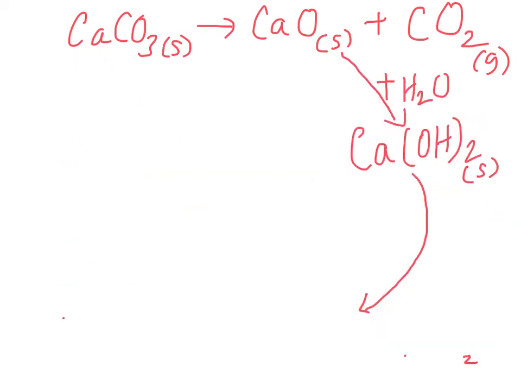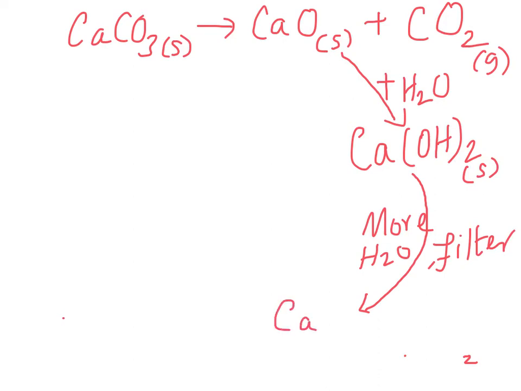Okay, as you can see, you first have the thermal decomposition reaction. To the calcium oxide you add water to get calcium hydroxide. This is now solid. You add more water, so more H2O, and then filter. What you get is a clear solution of calcium hydroxide this time, and we say aq, meaning it's aqueous, and it is now dissolved in water.